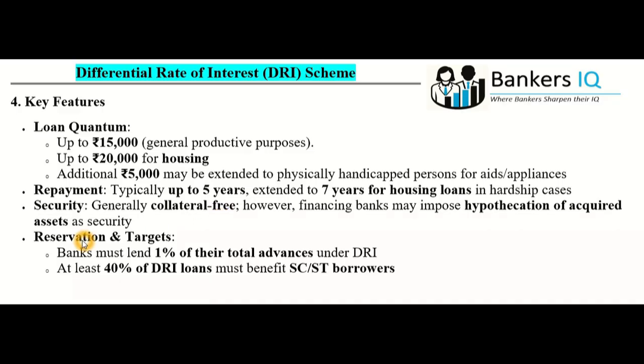Reservation and targets. So banks must lend 1% of their total advances under this DRI scheme. At least 40% of DRI loans must benefit SC/ST borrowers.